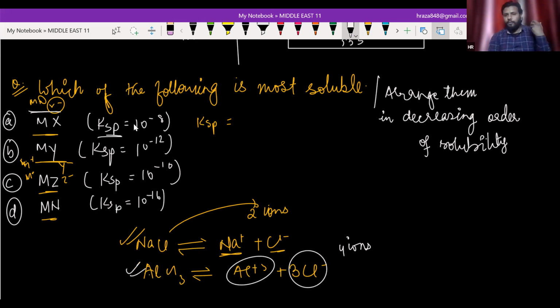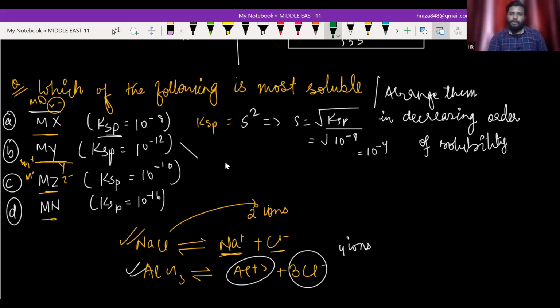So one ion will have solubility S and another will have solubility S. So it will be S square, and here you will get S equal to under root Ksp, and you know the value of Ksp, that is given, 10 raised to the power minus 8. So it will be 10 raised to the power minus 4. Again, here Ksp will be equal to S square. Again, you will get the value of S under root of 10 raised to the power minus 12. So it will be 10 raised to the power minus 6. Again, you are going for this. Since two ions are present, it will be 10 raised to the power minus 10.